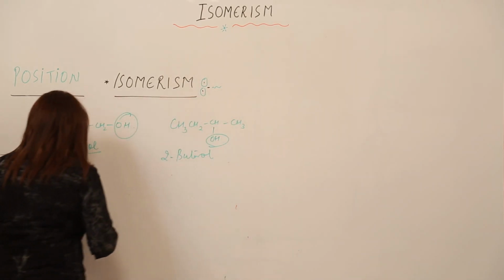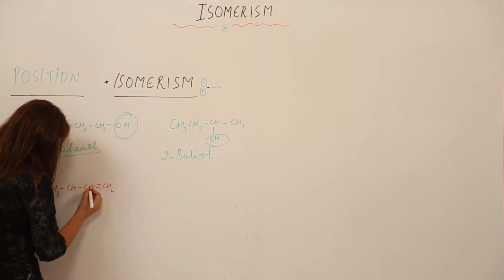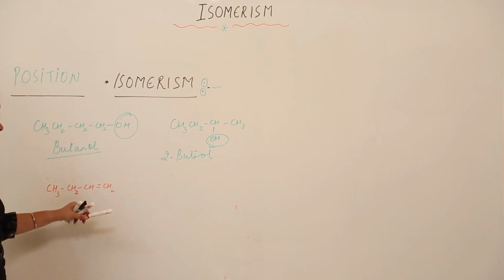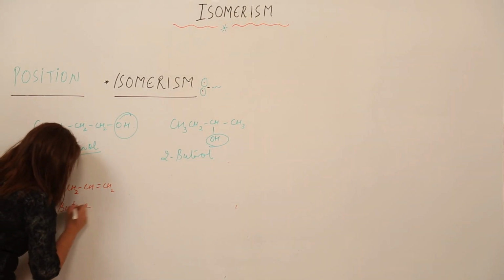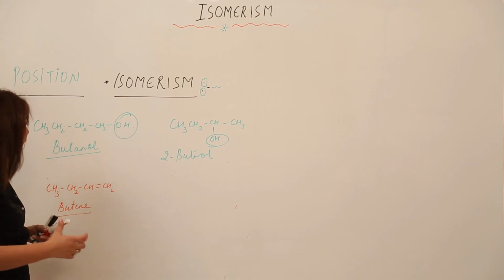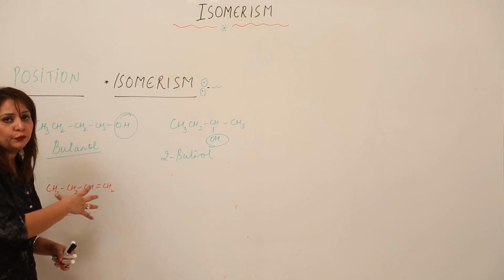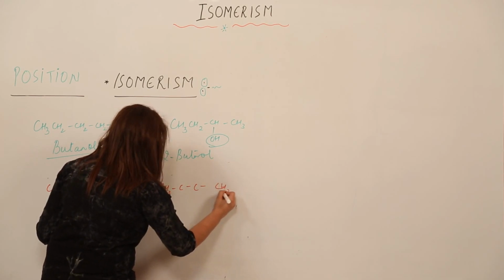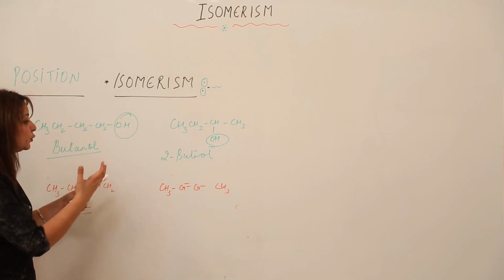Another example, suppose I have this. So what is the name given to this compound? You can see it has 4 carbon atoms and it has a double bond in it. So what is the name for it? It is butene. Now I can make an isomer of it by just changing the position of the double bond. I am going to move the double bond from this carbon atom to any position which differs from this position. So suppose I am moving it to this position, right?